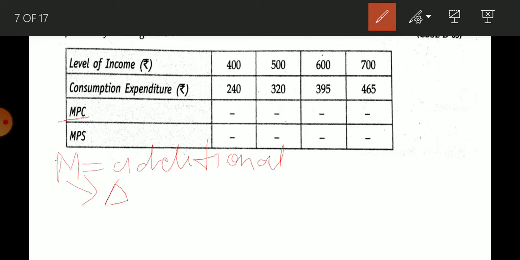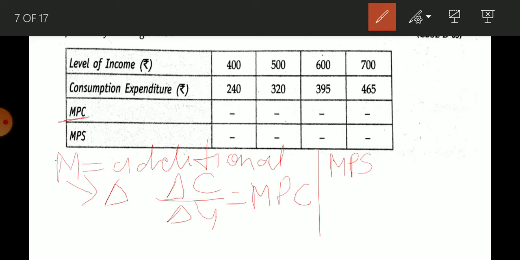So here what is written? MPC. So it means delta, and C is given, so delta C upon delta Y. This is the equation of MPC. Okay, now if we talk about MPS, so M means delta and S for saving, so delta saving upon delta Y. So using these equations we are going to calculate the value of MPC and MPS.